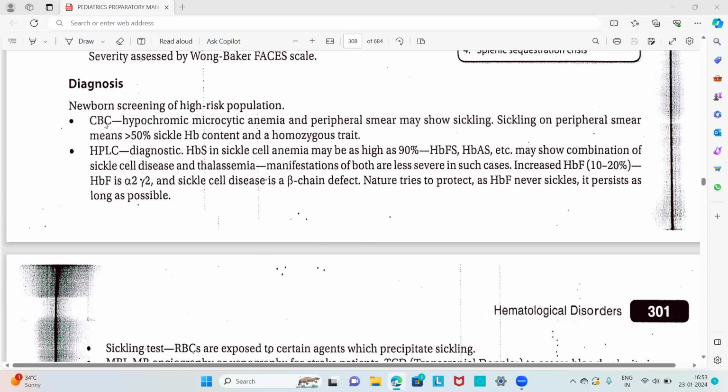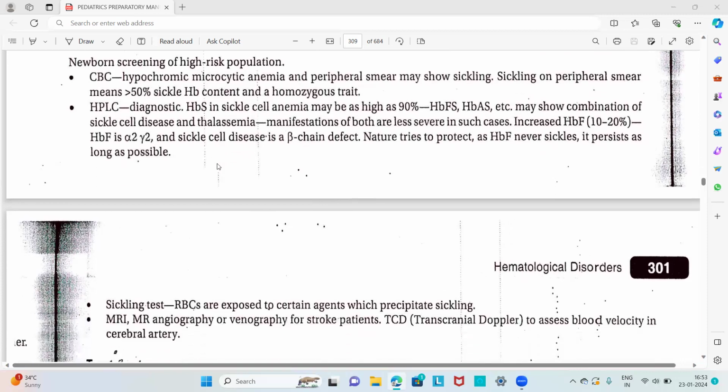That is, we have to do CBC, which shows hypochromic microcytic anemia, and a peripheral smear, which may show sickling. Sickling on peripheral smear means greater than 50% sickle hemoglobin content in a homozygous trait. High performance liquid chromatography is diagnostic, and HbS in sickle cell anemia may be as high as 90%, while HbFS, HbAS, etc. may show the combination of sickle cell disease and thalassemia.